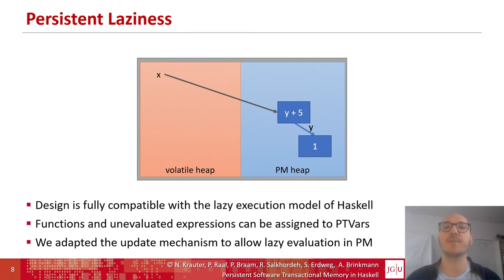equals 1 in PM. In case that X is evaluated, any intermediate results will be created in the volatile heap first. While this is shown here with the integer addition, more complex intermediate results can contain unevaluated sub-expressions themselves. These then would be computed in volatile DRAM as needed, and only the final result would then be copied over to PM. Finally, the result pointer is updated consistently by using atomic pointer updates.